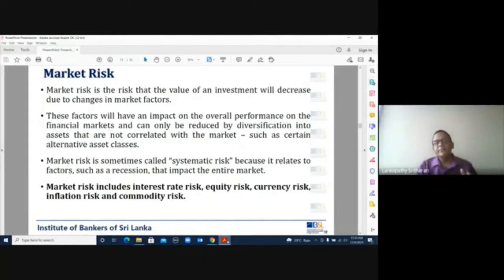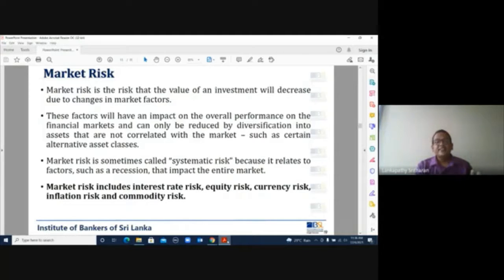Diversifying means, as I mentioned already, you can invest something in government securities, some in corporate debentures, some in the equity market, some in fixed deposits. Likewise, you can diversify, even some in commodities. By diversifying your investment, you can reduce market risk. Actually, there was a question in the past paper: how can we reduce market risk? What is the technique? Diversifying the portfolio is one of the main techniques to reduce market risk.